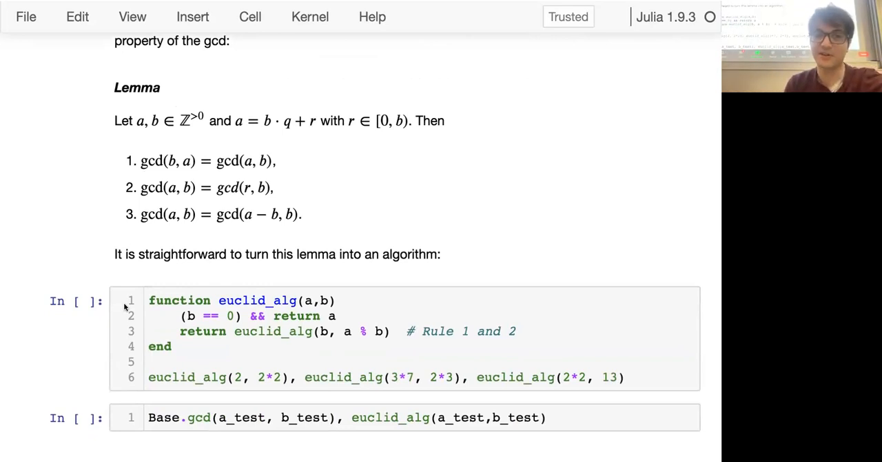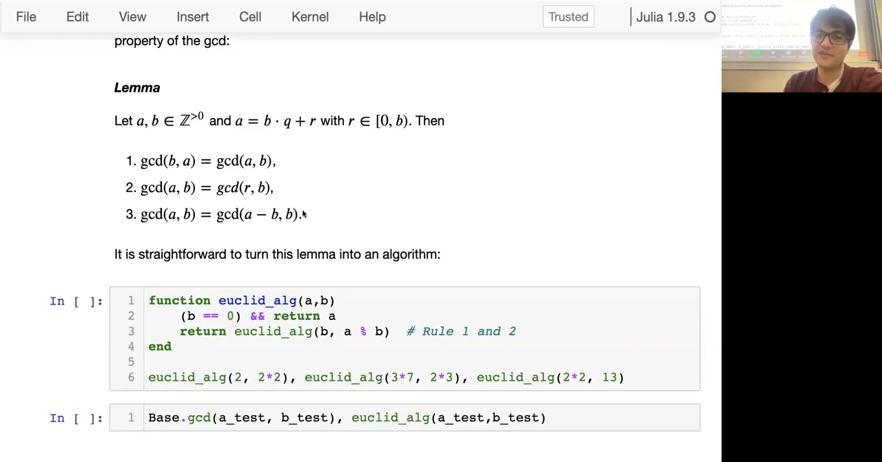So here are the lemmas. So if we have two integers that are strictly greater than 0, and we know that A is equal to B times Q plus R, and we can always generate Q and R using the quotient and remainder algorithm, with R strictly between 0 and strictly less than B, then these properties hold. The GCD of B and A is equal to the GCD of A and B. Okay, that's no problem, right? We can permute the input.